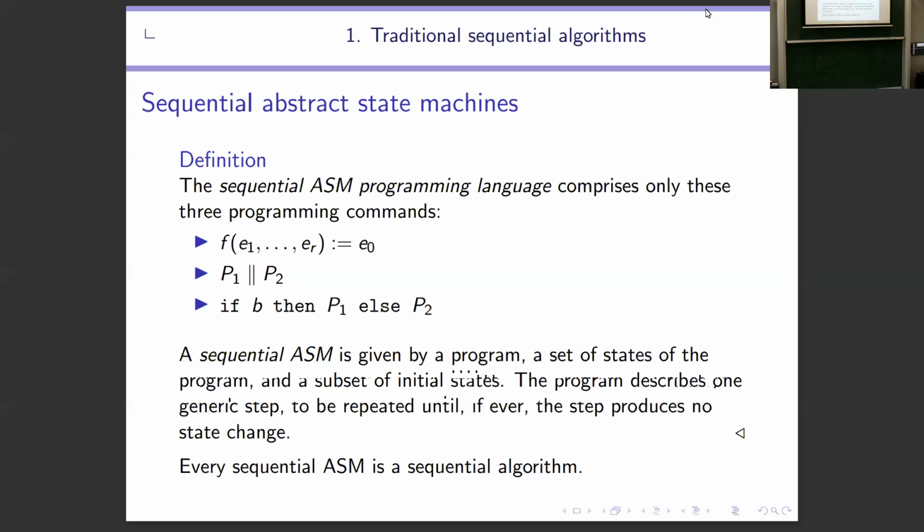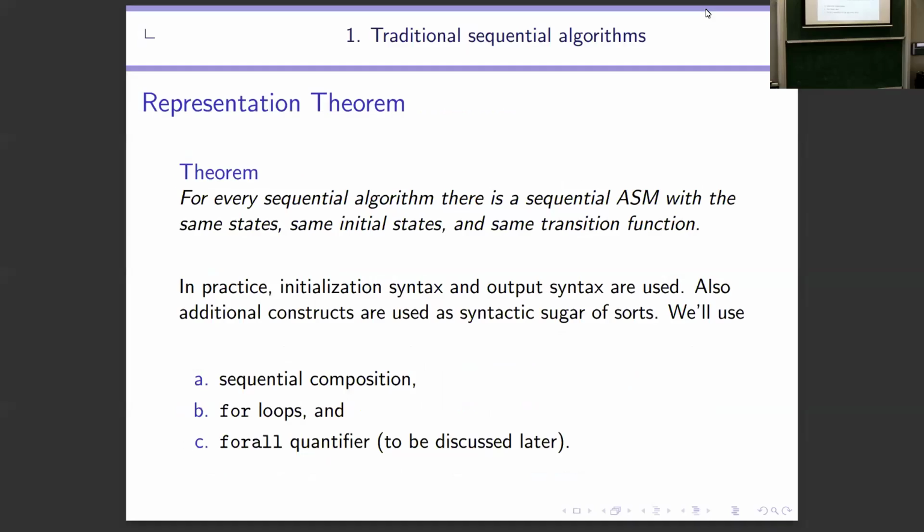And of course, this is a sequential algorithm, and every sequential algorithm is an abstract state machine from the point of view of behavior. Same states, same initial states, same transition function. Syntactically, they may be given differently. And the theorem is that every sequential algorithm is a sequential ASM. So that was the main theorem.